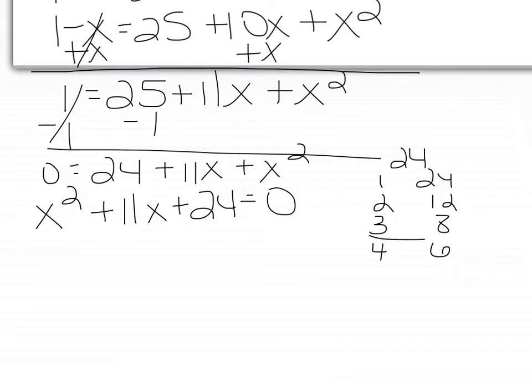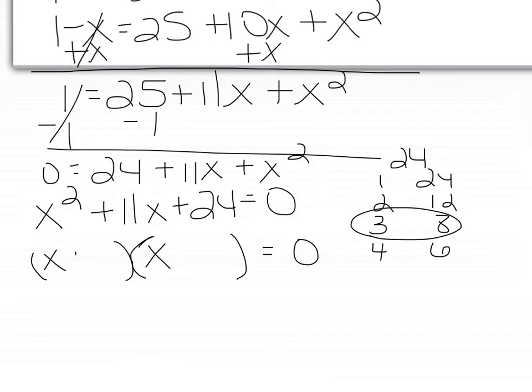Which ones can give you 11? 3 and 8. So I'm going to go ahead and build my houses. Each house gets an x. Bring down my first sign. If my first sign is plus, I keep my second sign. Always write your larger number first, so I'm going to go with the 8 first and then the 3.